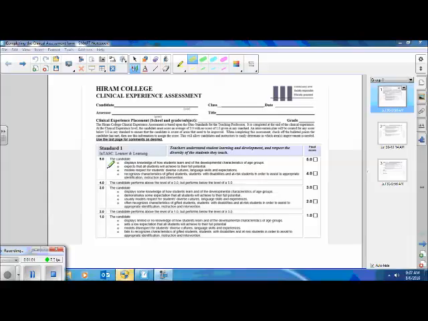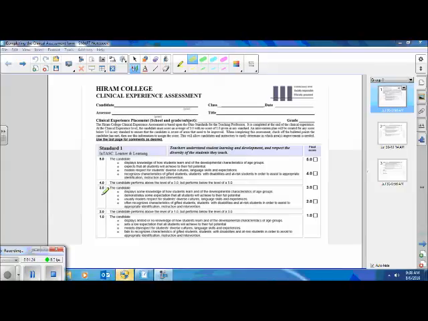So the clinical assessment form is based on the 7 standards for the teaching profession, and it's also aligned to the InTASC standards, and it's based on a 5-point rubric. My suggestion to you is to start at a level 3, and if the teacher candidate can meet all of the criteria of a level 3, then you can bump them up and see what they meet in a level 5.